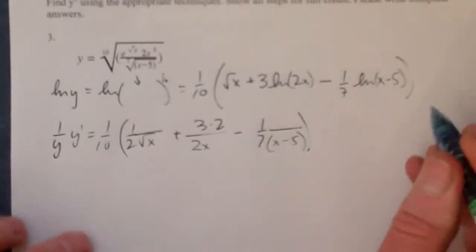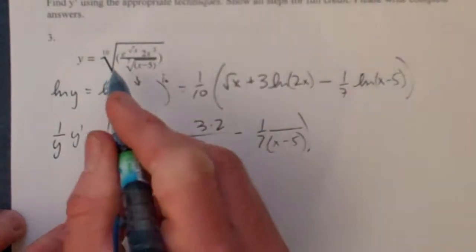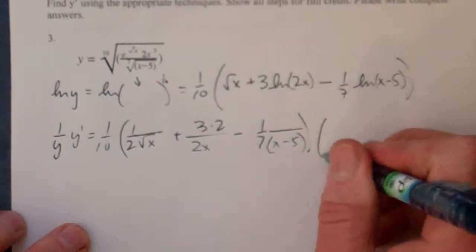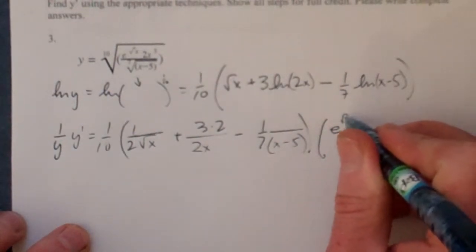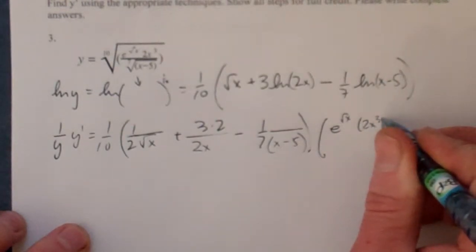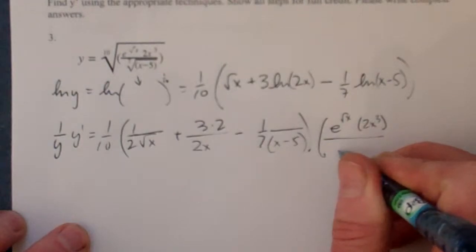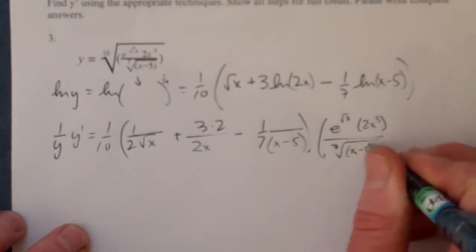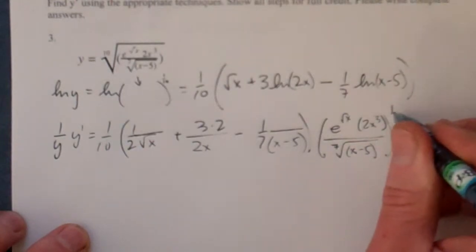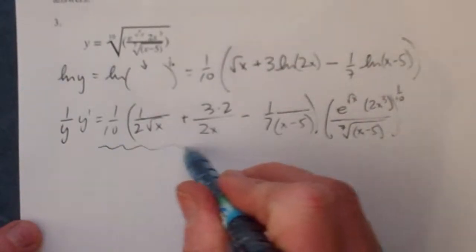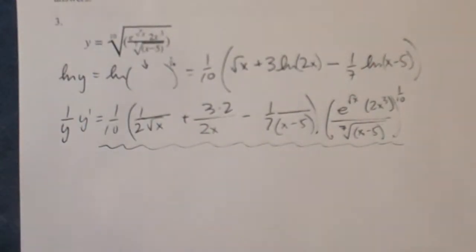So it's going to be that, and then times, since I said please write the complete answer, this whole thing times e to the radical x times 2x to the 3rd all over the 7th root of x minus 5, and then you can write to the 1/10. Okay? So again, another kind of less than beautiful solution, but nevertheless there it is.